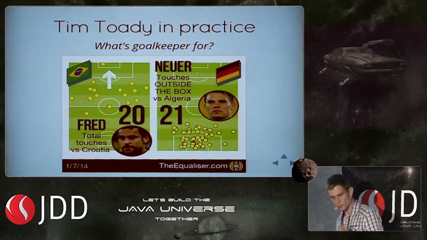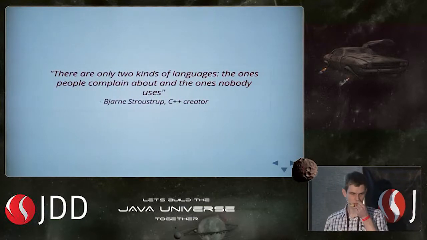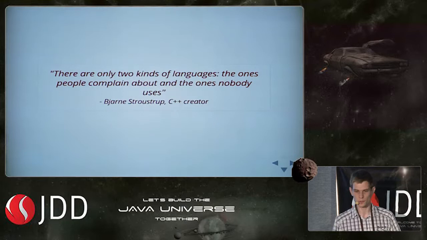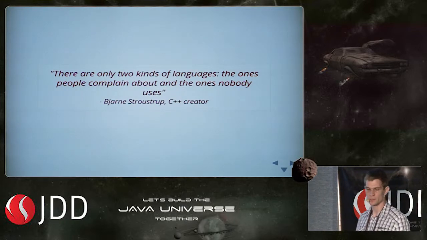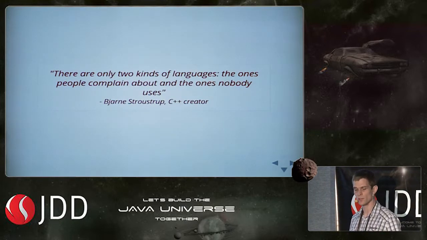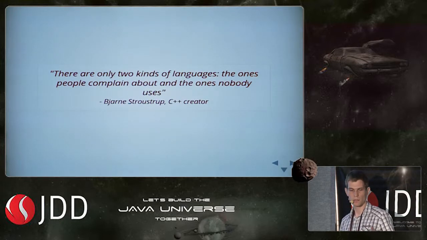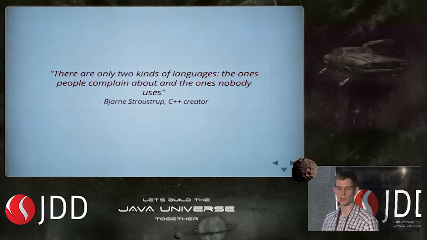So, back to programming languages. There is this famous quote by Bjarne Stroustrup. He created C++. He said that there are only two kinds of languages: the ones people complain about and the ones nobody uses.